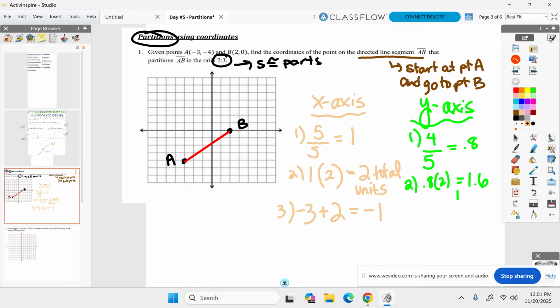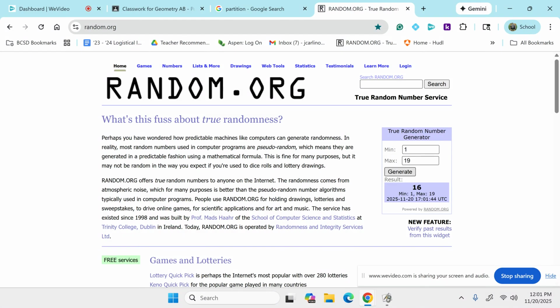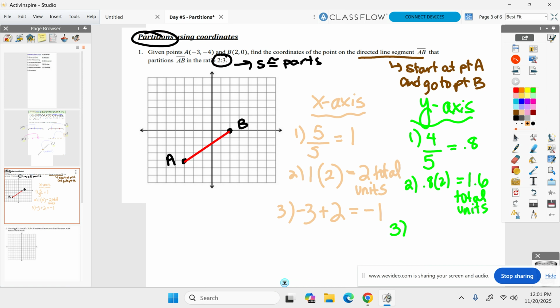1.6. That is not where we end up. That is how much you have to move. This is why you're always going to see me write total units after this step. That is not where I end up. That is how many I move from what starting coordinate. Alejandro, where did I start on the y-axis? -4. So everybody go up 1.6 from -4.